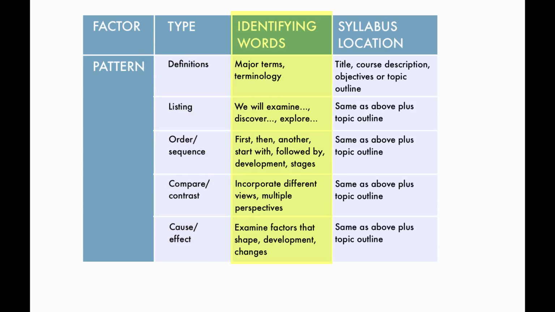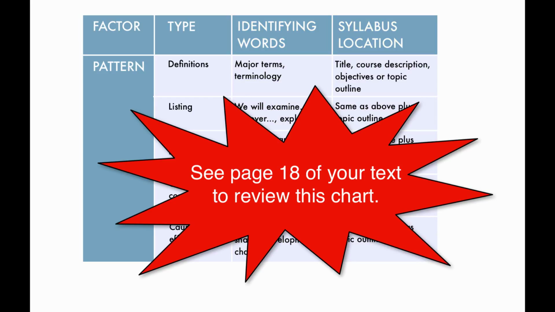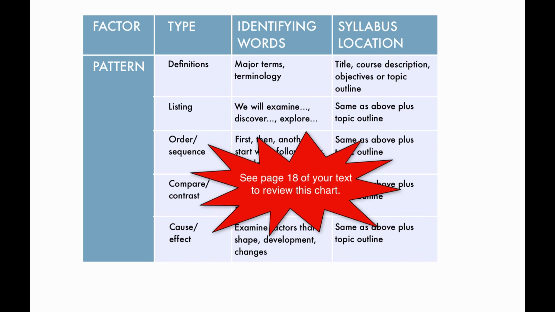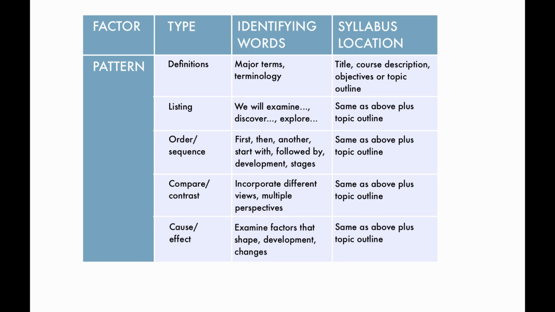Note also on this chart the identifying word that you will find and where to look on the syllabus for that pattern. This chart also is on page 18 of your text. Try to locate the pattern in your syllabus. Is it predominantly definitions, listing, order sequence, compare contrast, or cause and effect?